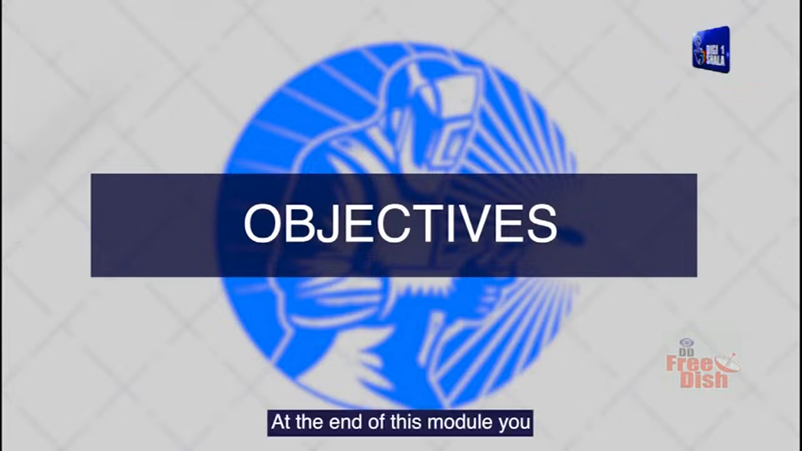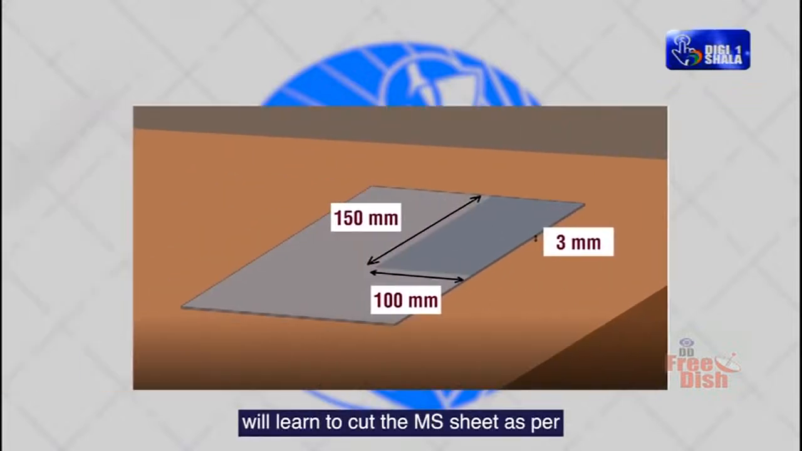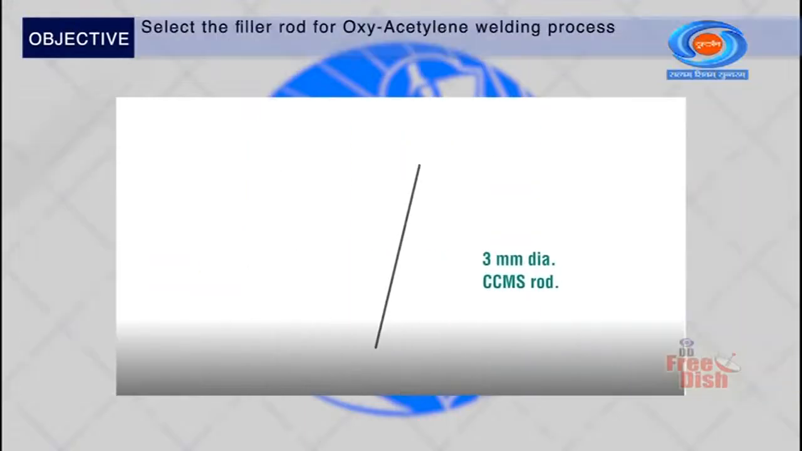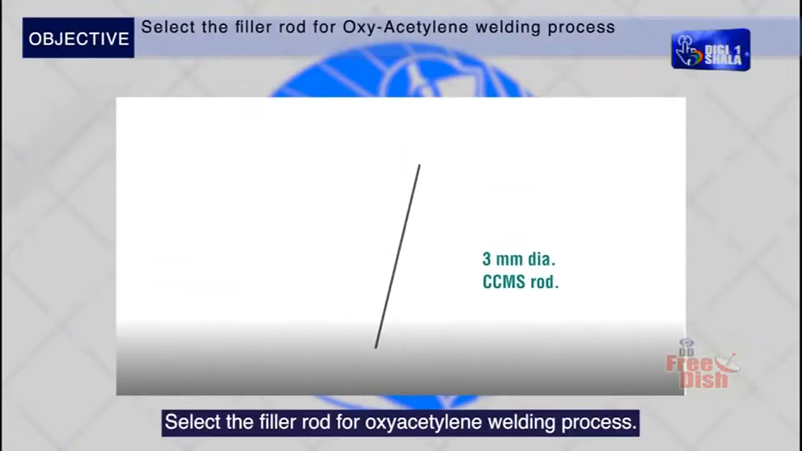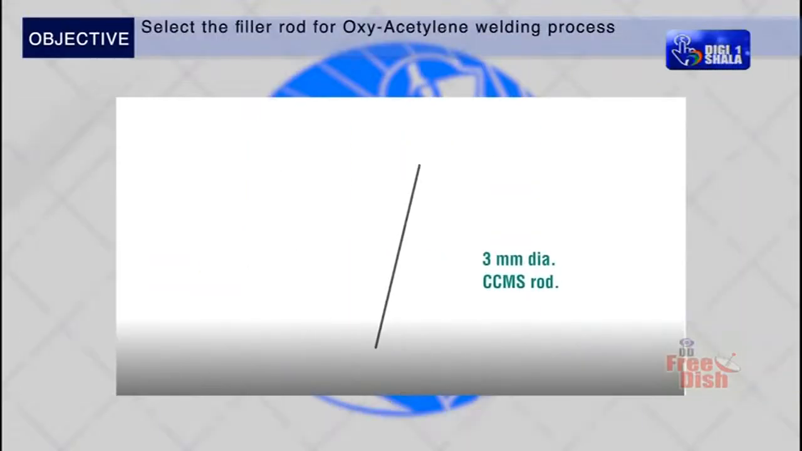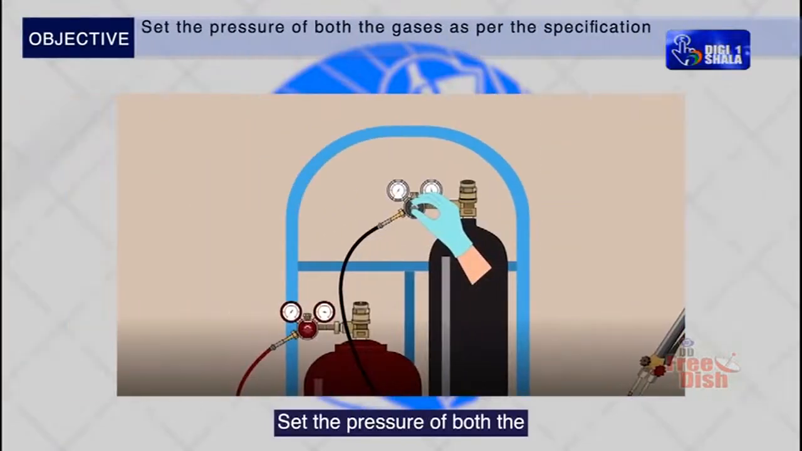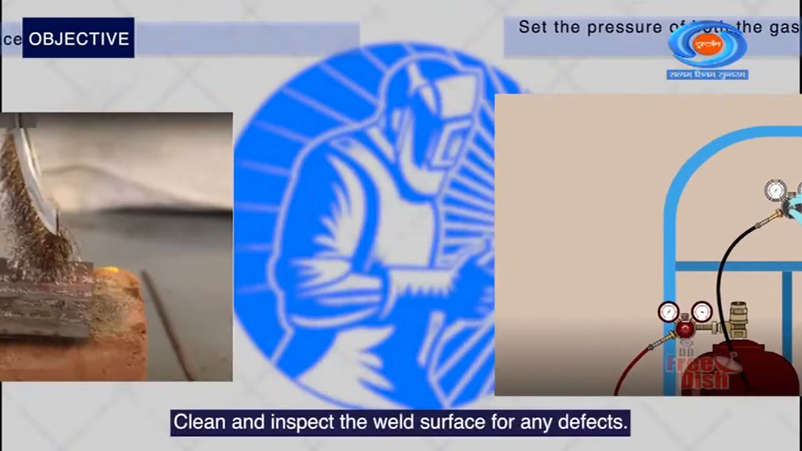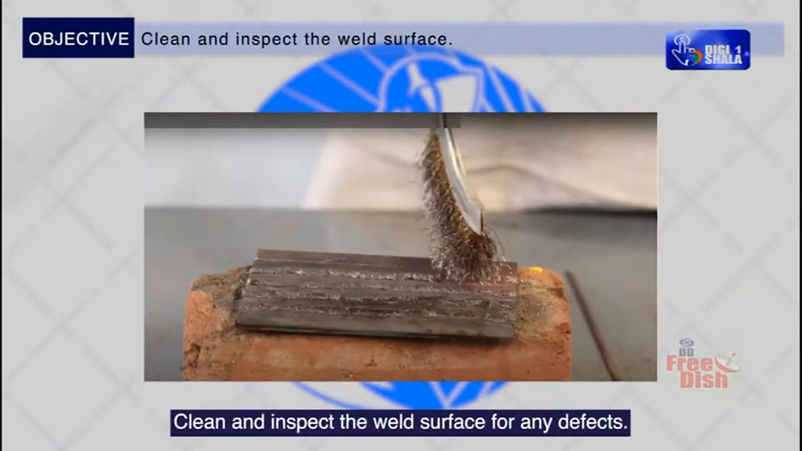At the end of this module, you will learn to cut the MS sheet as per size 150 mm length, 100 mm width and 3 mm thickness. Select the filler rod for oxyacetylene welding process. Set the pressure of both the gases as per the specification. Clean and inspect the weld surface for any defects.